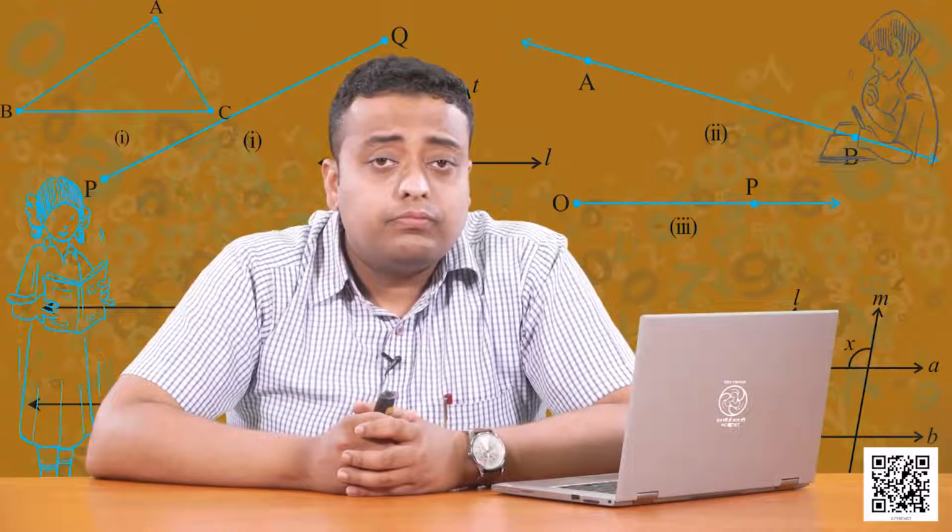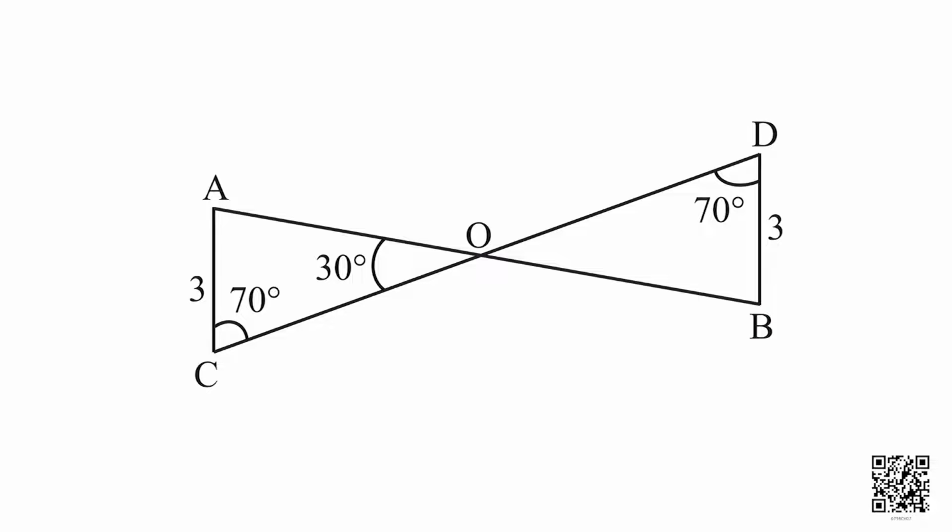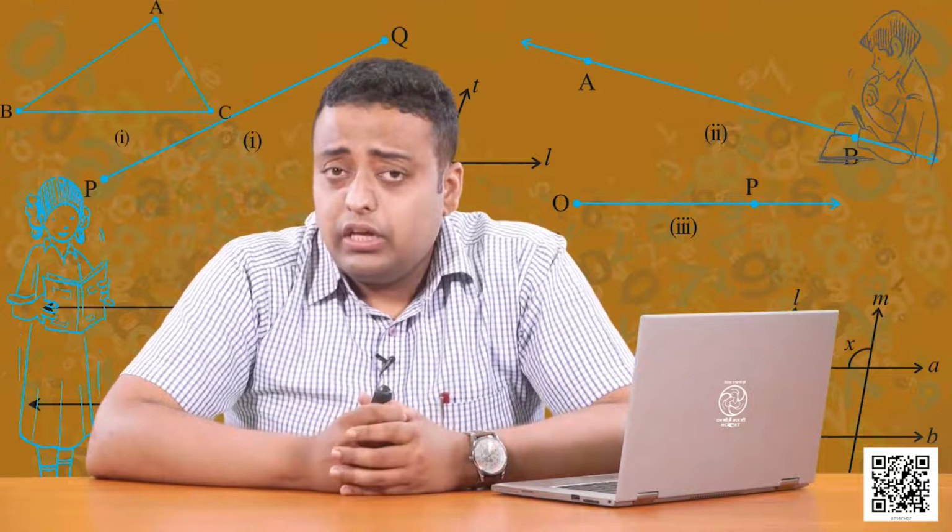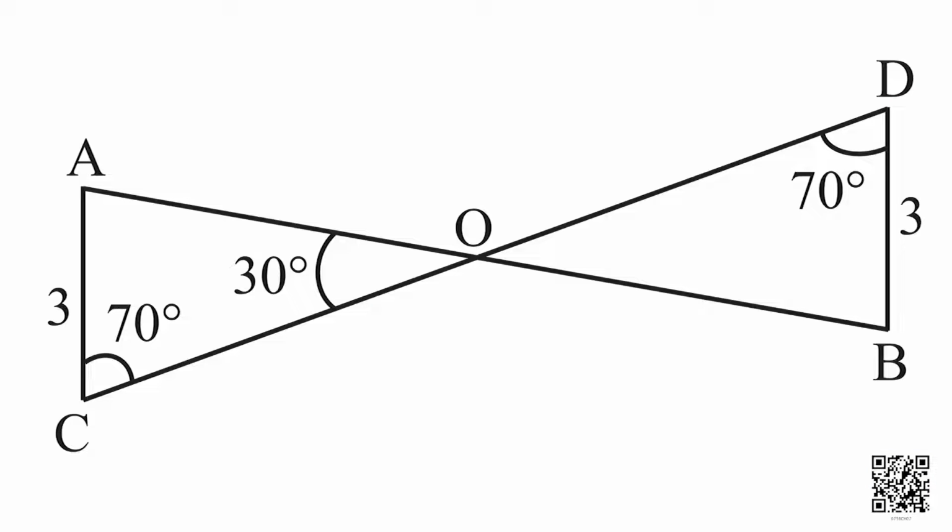Now, moving on to another question: can we use the ASA congruence rule and conclude that triangle AOC is congruent to triangle BOD? The solution for this question is, in the two triangles AOC and BOD, angle C equals angle D, that is each 70 degrees. Also, angle AOC equals angle BOD, that is 30 degrees, which are vertically opposite angles.